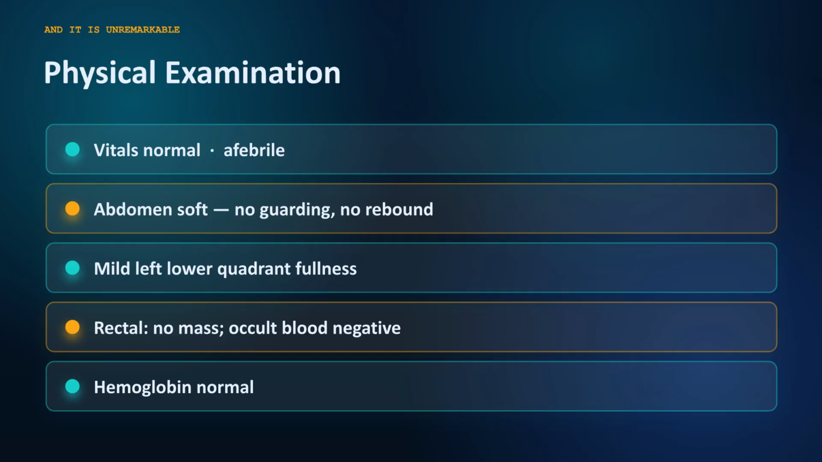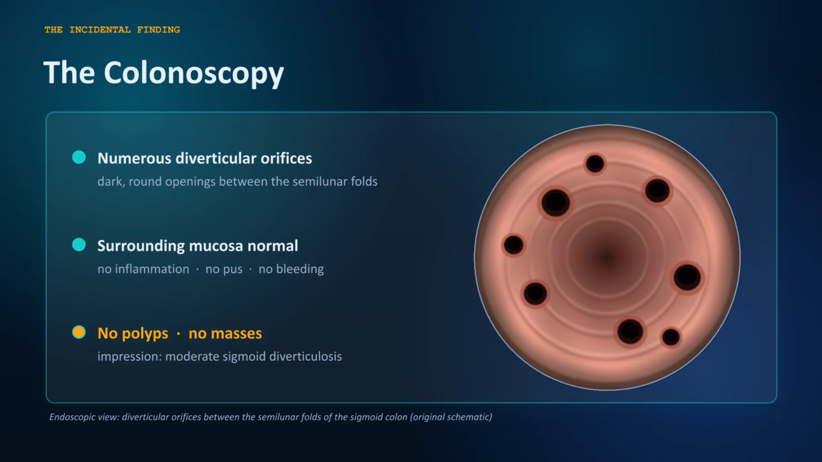His hemoglobin is normal. In other words, the exam is essentially unremarkable, and that is exactly what you should expect in uncomplicated diverticulosis. If this abdomen were rigid, or he were febrile, we would be telling a completely different story today. So we sent him for the screening colonoscopy, and here is the report.